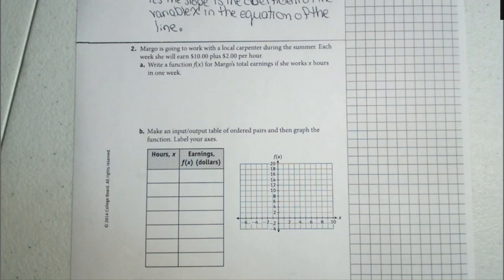Margot is going to work with a local carpenter during the summer. Each week she will earn $10 plus $2 per hour. Write a function f of x for Margot's total earnings if she works x hours in 1 week.